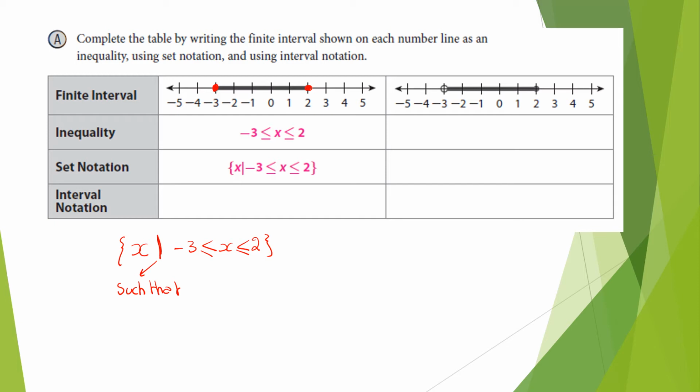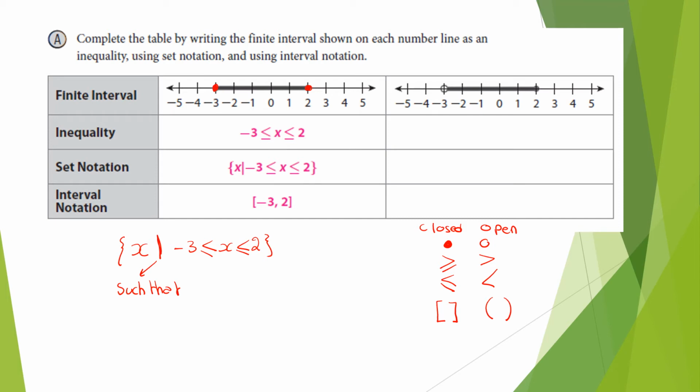Interval notation: it's from -3 to 2, closed. Remember in the last slide when we talked about closed and open. Closed, we use the equal sign in the inequality. Open, we don't use the equal sign. And in interval notation, if it's closed, we use the square bracket. If it's open, we use the normal or curved bracket. Let's see the next one.